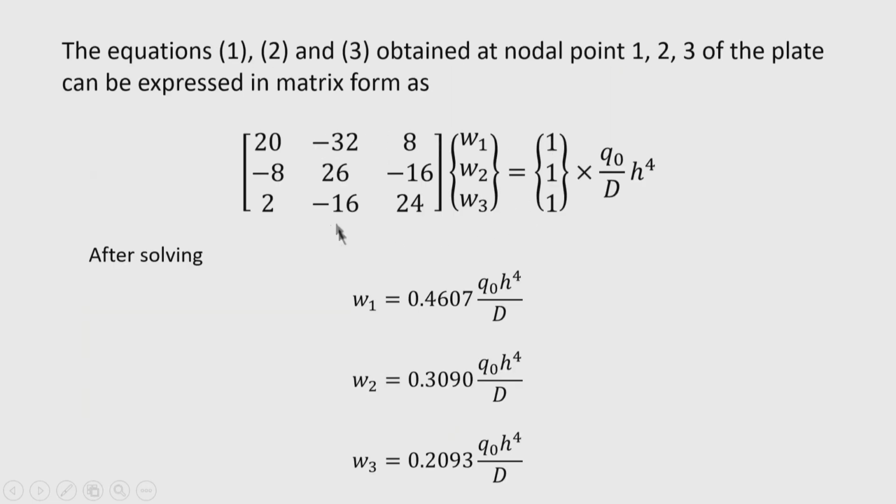Now, solving these equations by any method, this can be expressed in matrix form like that: 20, minus 32, 8; minus 8, 26, minus 16; 2, minus 16, 24. This is a 3 by 3 coefficient matrix, and the unknown vectors are W 1, W 2, W 3, the unknown variables, and the right hand side is written. After solving we get W 1, W 2, W 3 as this.